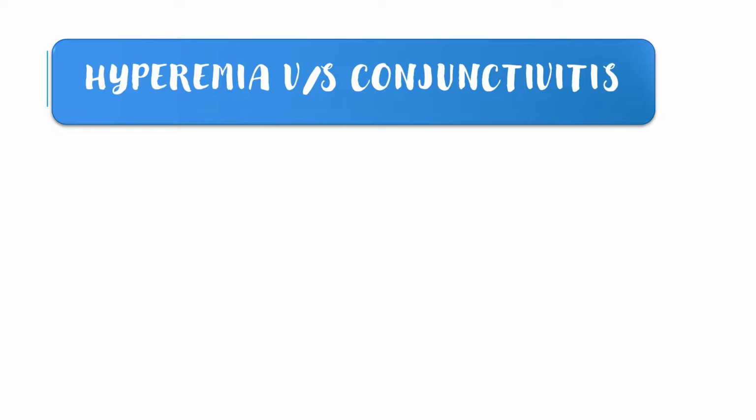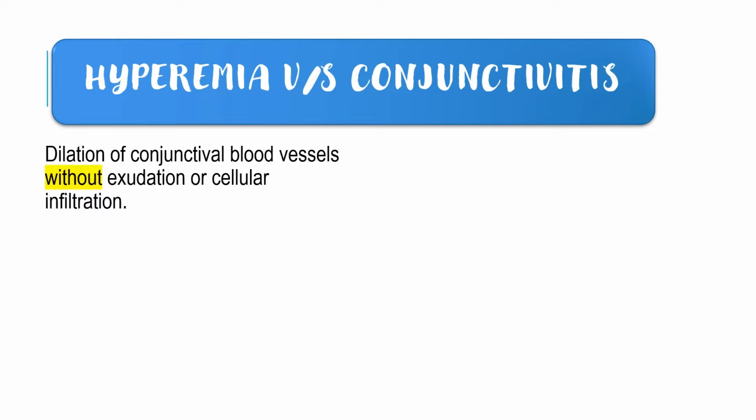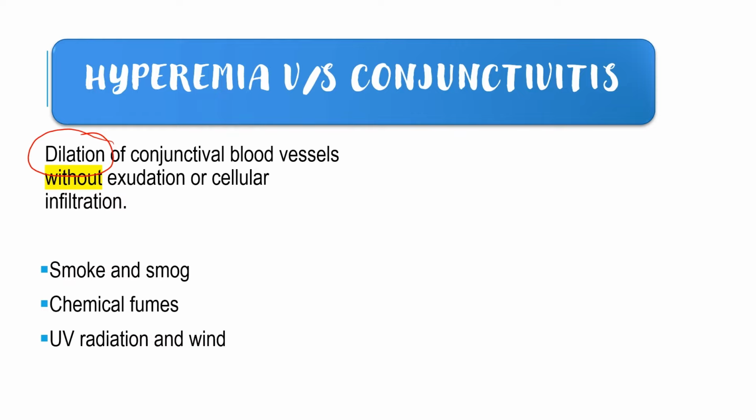Okay, so here I would like to tell you the difference between hyperemia and conjunctivitis. Hyperemia is nothing but dilatation of the conjunctival blood vessels but without any exudation or cellular infiltration. So here the conjunctival vessels are just dilated but they are not leaking. We can get hyperemia on exposure to smoke and smog, chemical fumes, UV radiation and wind.